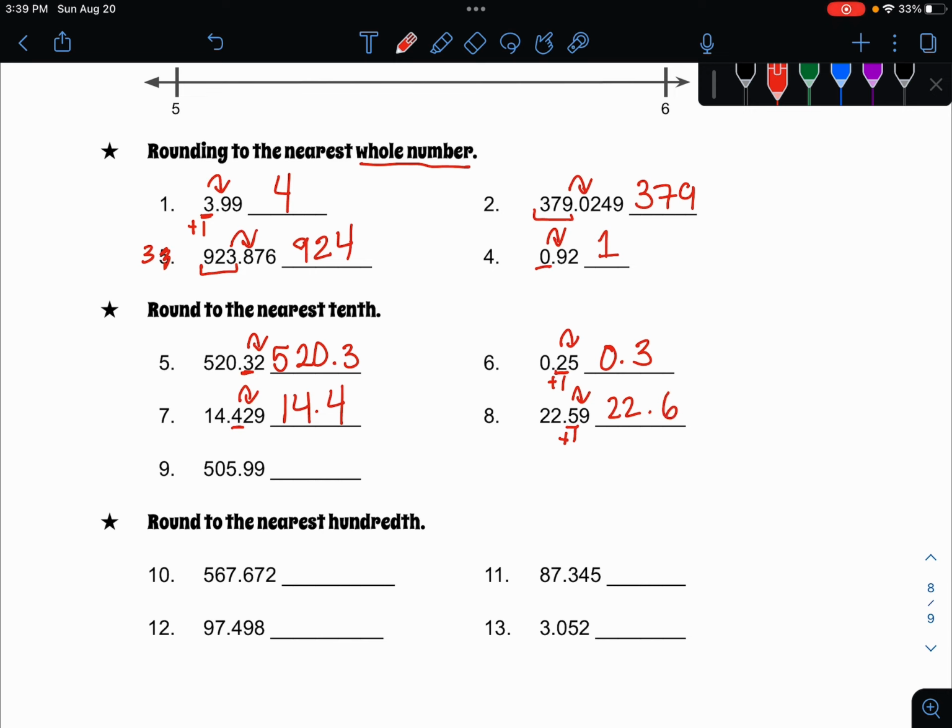All right. Question 9. We have a 9 in the tenths place and 9 next door, which is greater than 5. So we would have to add 1. Okay. 9 plus 1 is 10. All right. So our answer will be 506.